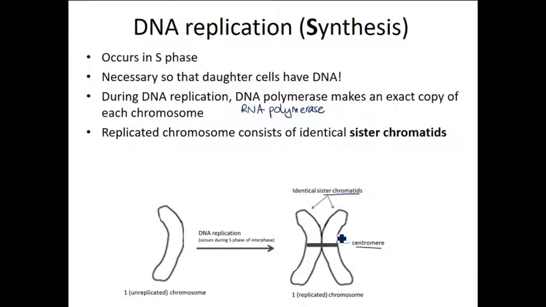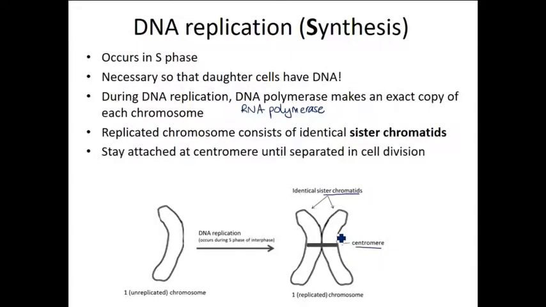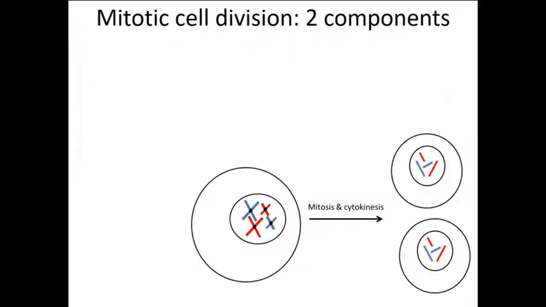It's a complex of proteins that holds them together, and they're going to stay attached at the centromere until they're separated by cell division. Why might they be stuck together until they're separated? So the cell can organize them. During cell division, these two sister chromatids need to be separated, and one needs to go to each new daughter cell. So why not keep them organized and paired up until it's time to separate them?